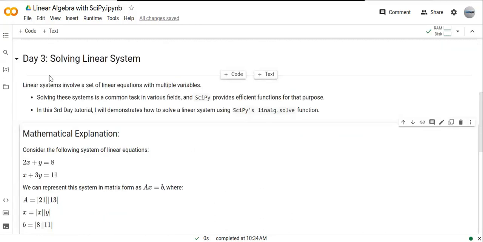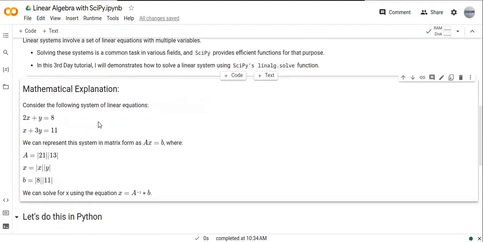Welcome to the third day of the linear algebra step-by-step tutorial with Python and SciPy. In this third day, I will demonstrate how to solve a linear system using SciPy's linalg.solve function. SciPy is the most powerful Python library used to solve linear equations, and I have already made two video tutorials about vectors and matrices. You can watch the previous video tutorials, and let's get started.